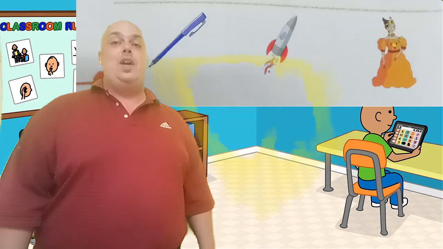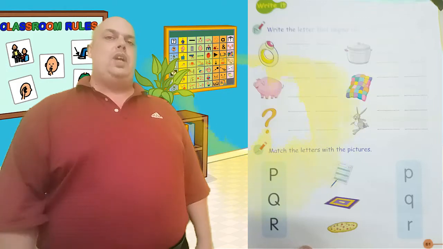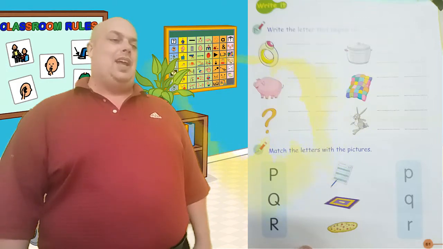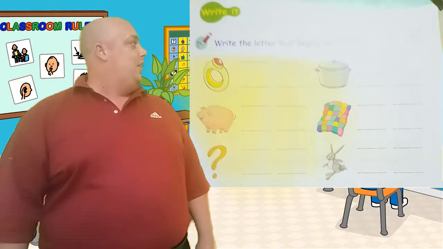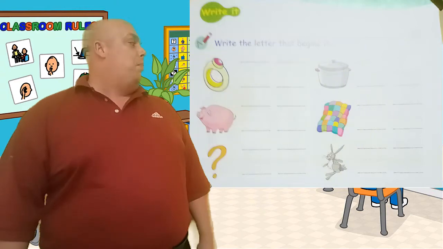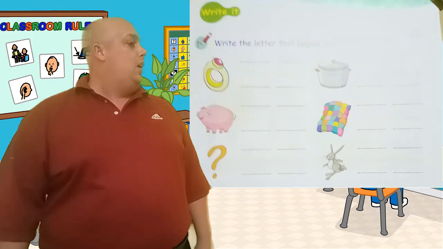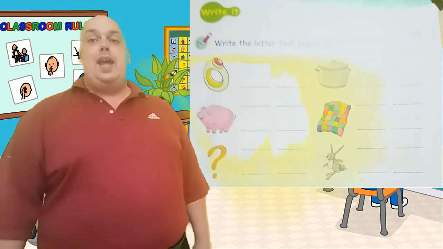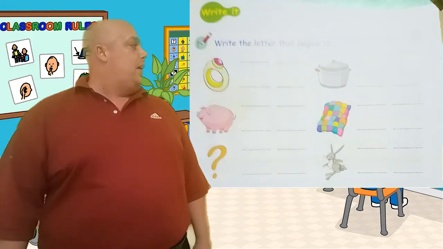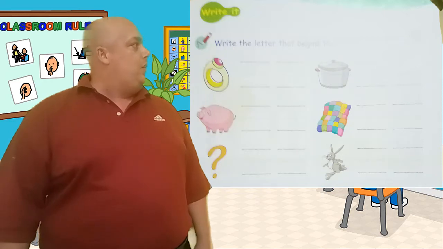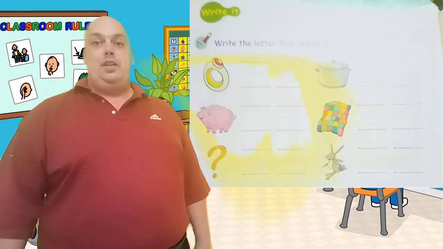All right, so let's have a look at the next page. Let's get started at the top. So at the top, we see 6 pictures. In the first row, we see a ring, a pig, and a question. And in the second row, I see a pot, a quilt, and a rabbit. One more time. A ring, a pig, and a question. And next to that, we see a pot, a quilt, and a rabbit.